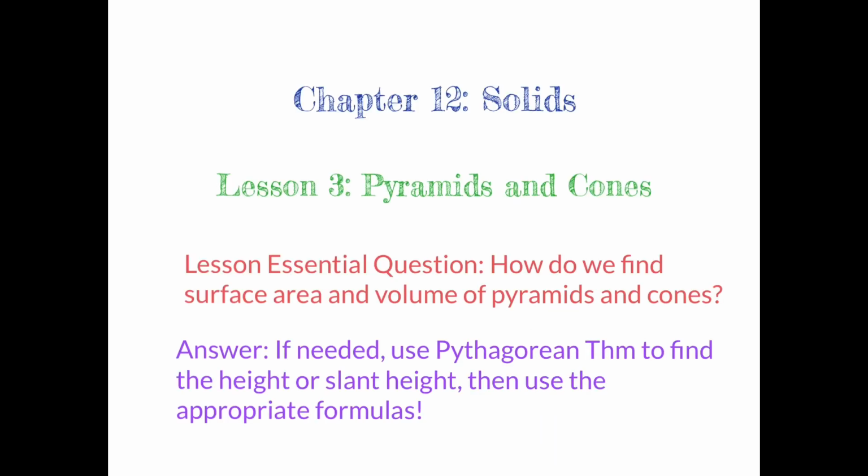This concludes the third lesson for Chapter 12, Pyramids and Cones, and how do we find surface area and volume for pyramids and cones. If needed, we use the Pythagorean theorem to find the height or slant height. Then we use the appropriate formulas.